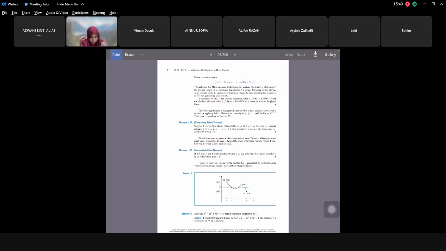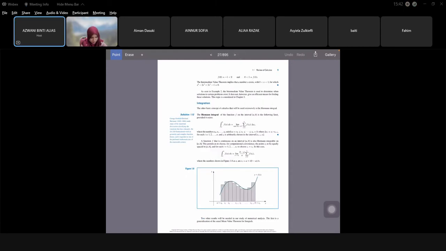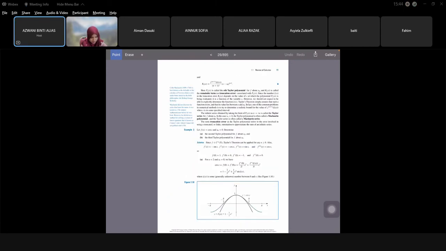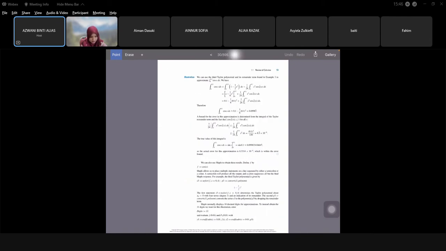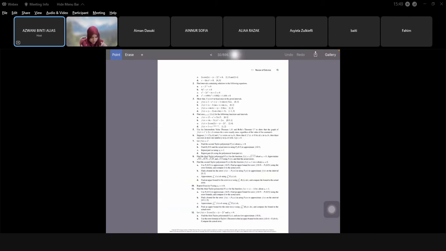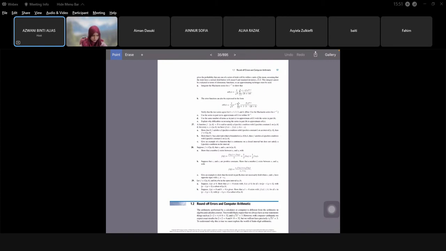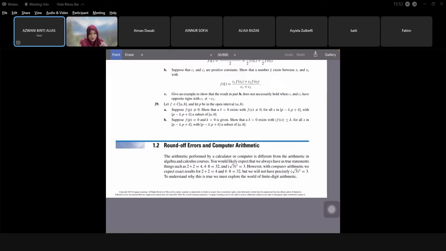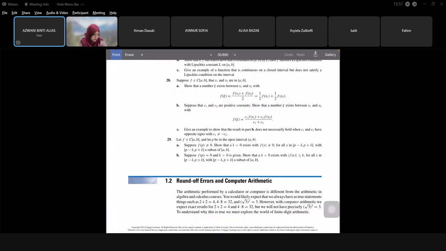This is the main reference book yang kita guna untuk numerical analysis. Kalau tak silap saya, kita dah letak dalam e-learn. Okay, you all boleh tengok kat situ. So, alright. So, explanation kat sini lebih jelas lah compare dengan apa yang kita buat tu. Okay, so kita go kat sini.